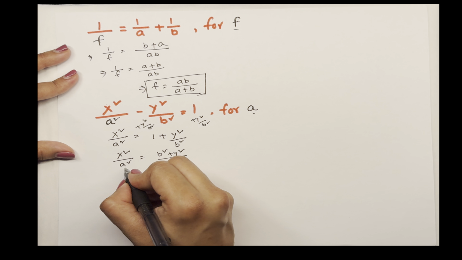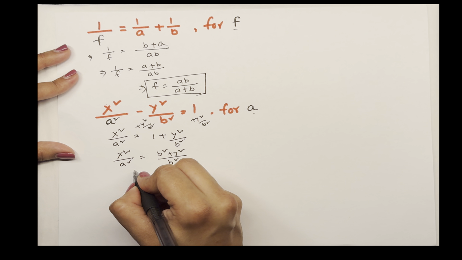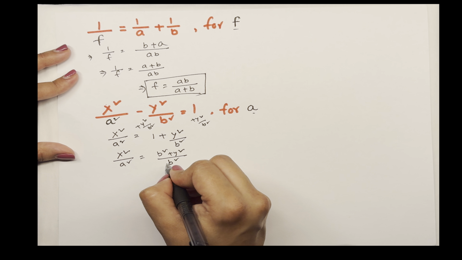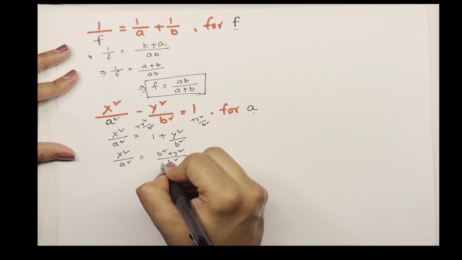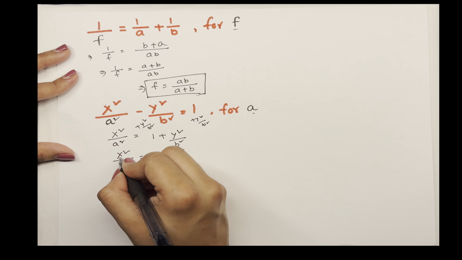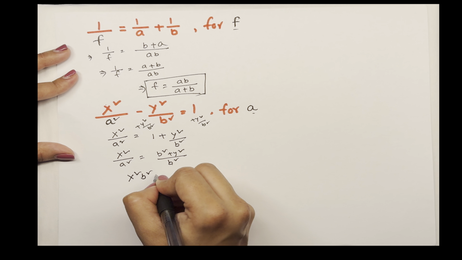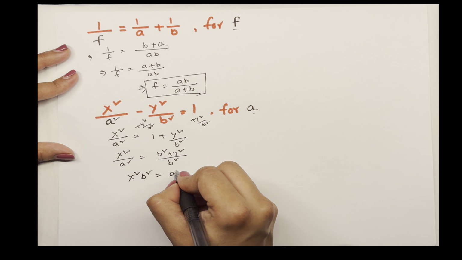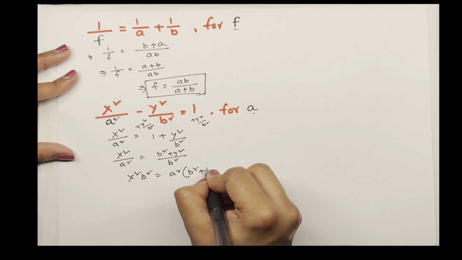Now we'll try to solve for a. It is a square, that's fine. Just multiply both sides by a square, or you can do the cross multiplication. It means b square times x square equals a square times (b square plus y square).